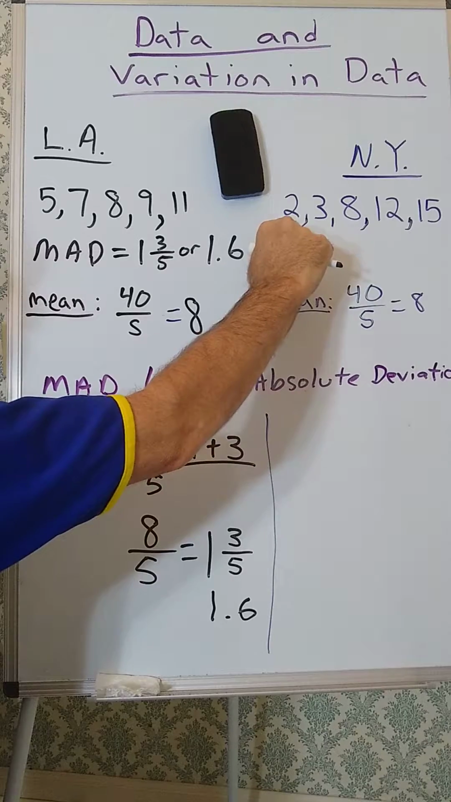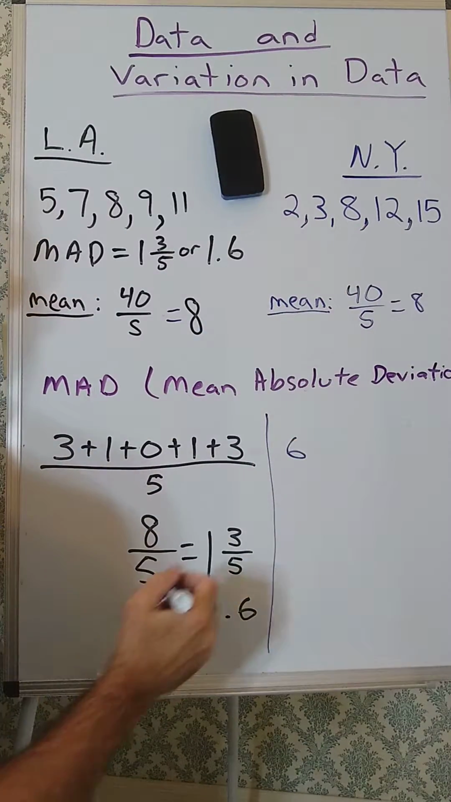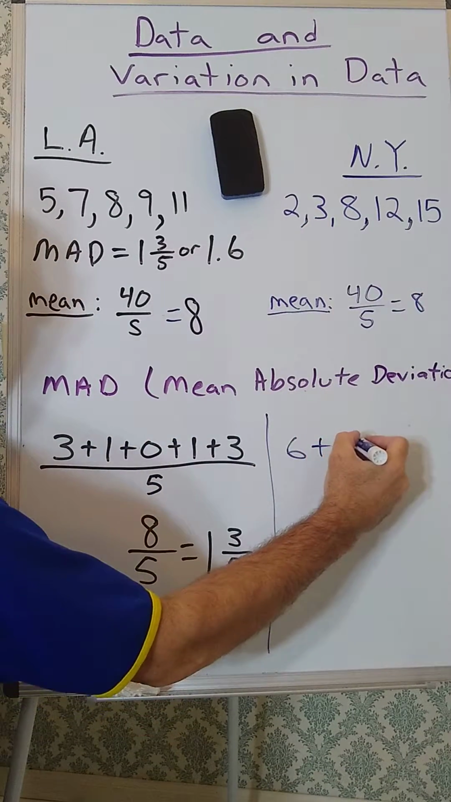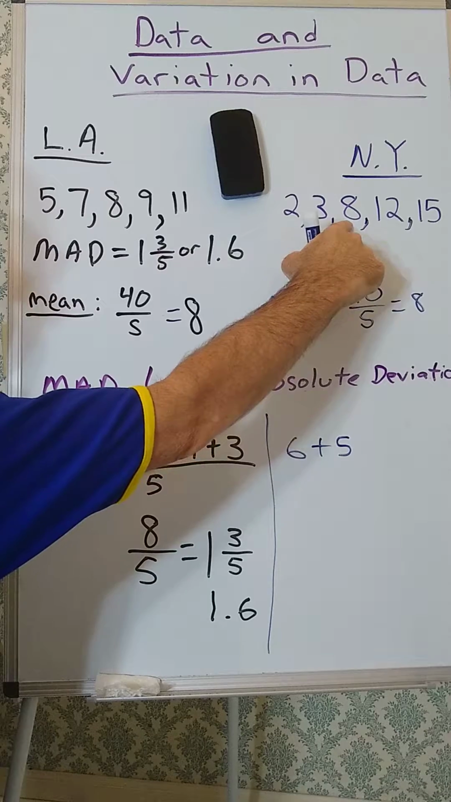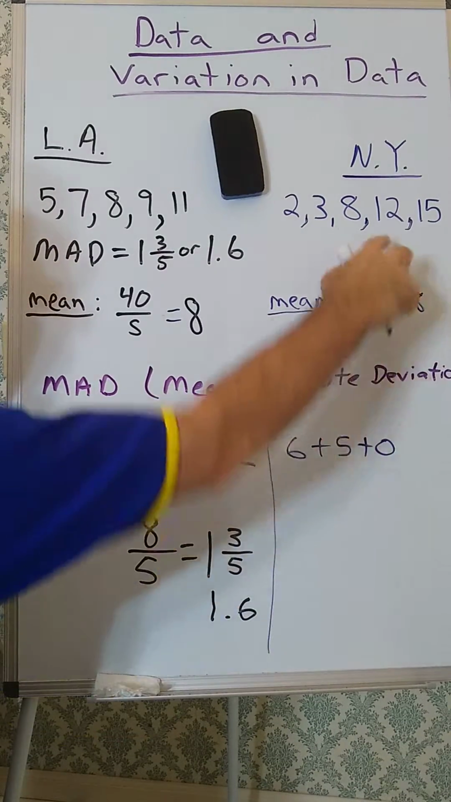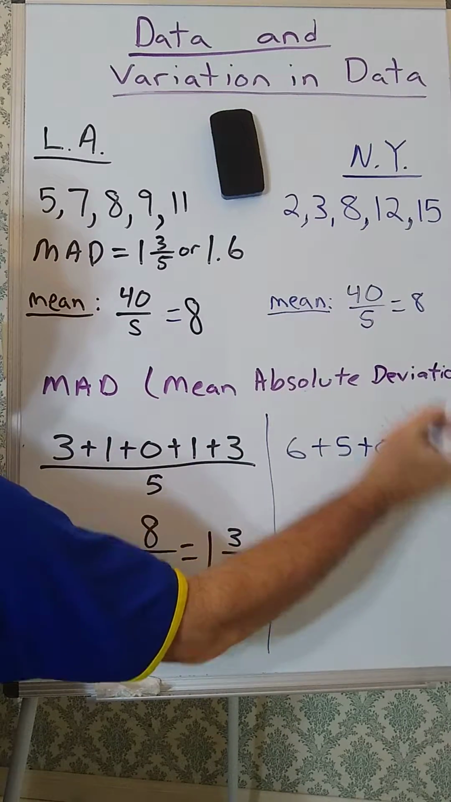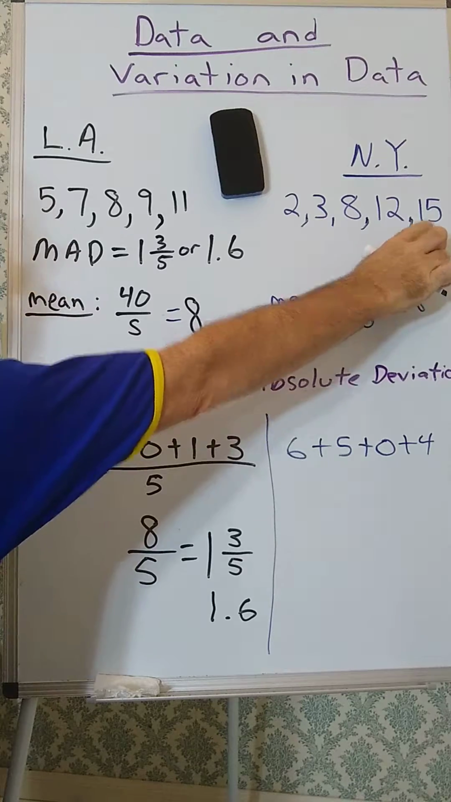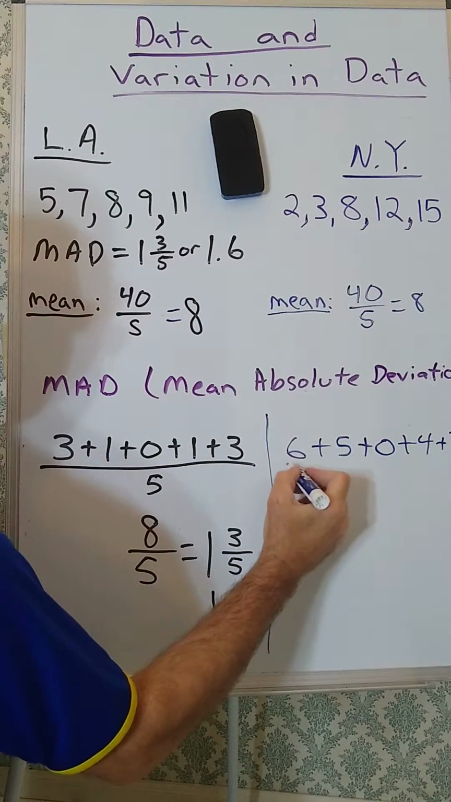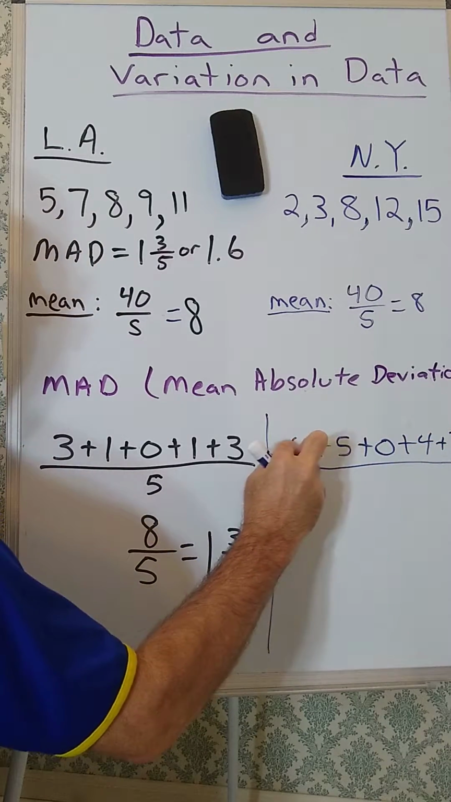So 2, how far is 2 from 8? It's 6 away. How far is 3 from 8? It's 5 away. How far is 8 from 8? Well, they're equal, so they're 0 apart. How far is 12 from 8? It's 4 away. How far is 15 from 8? Well, it's 7 away.